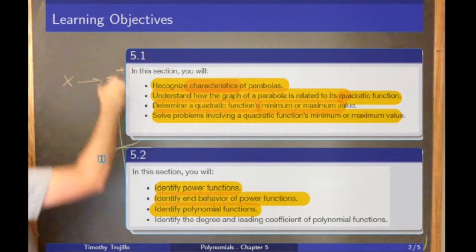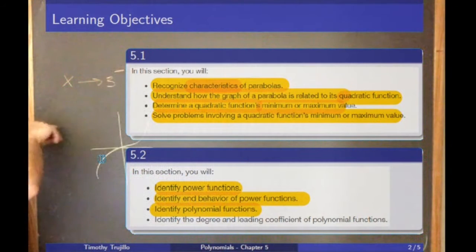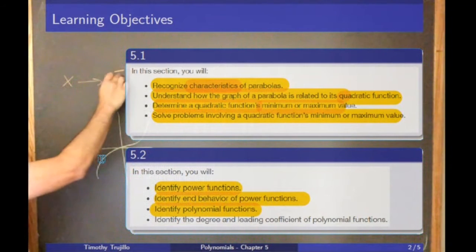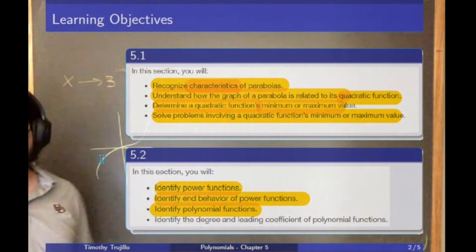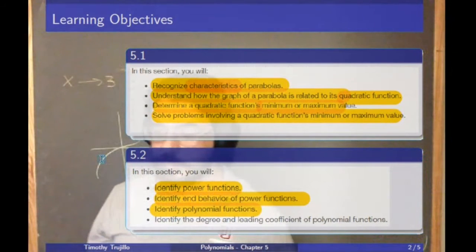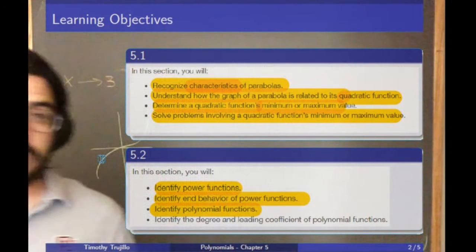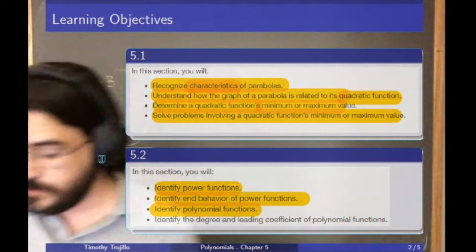It can approach it from the right, from larger numbers, or it could approach it from the left, from smaller numbers. And you indicate that approach either from the left or from the right by putting a subscript up here. Negative means from the left, positive means from the right. Okay, so we should be familiar with how to express this long-term behavior in terms of this arrow notation.